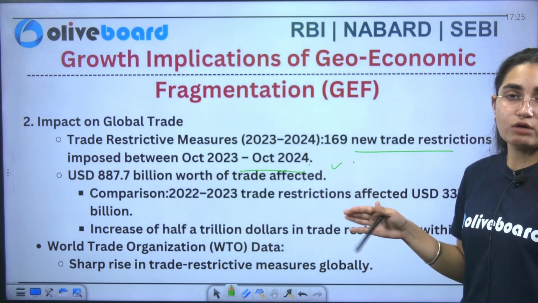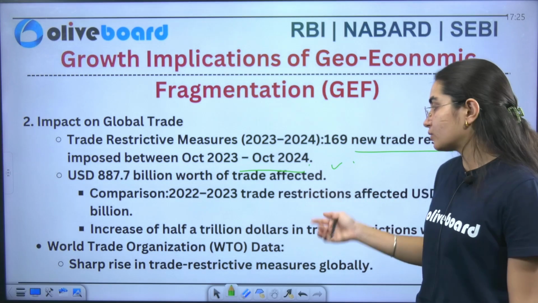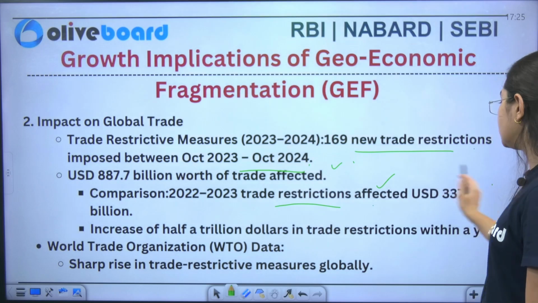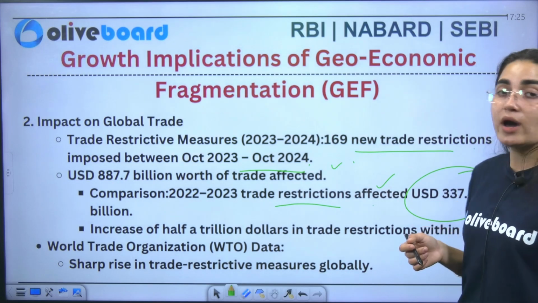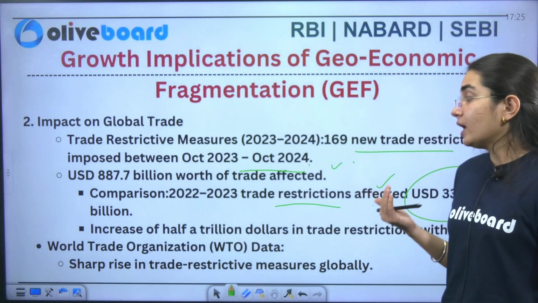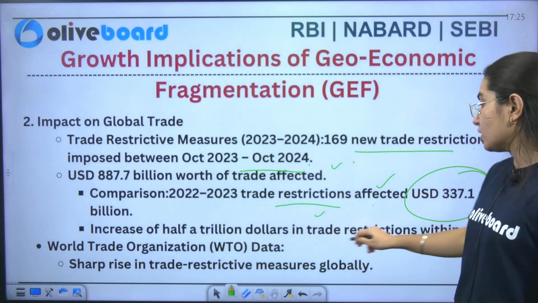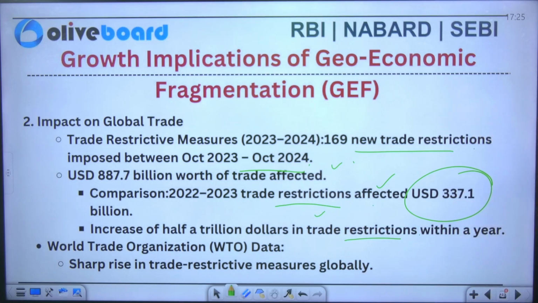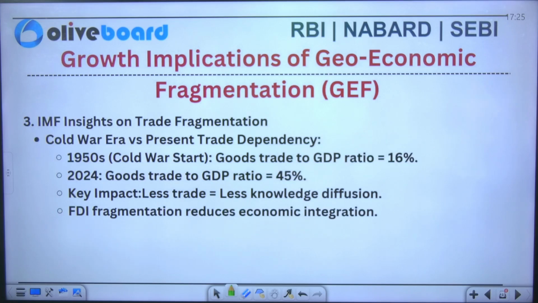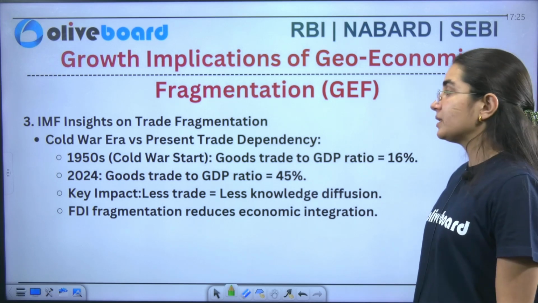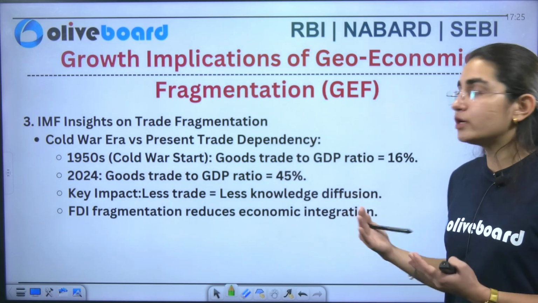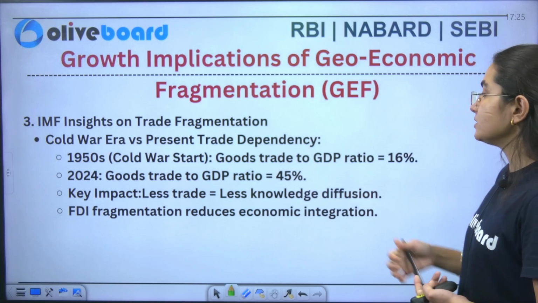If I compare with 2022 to 2023, you can see trade restrictions affected USD 337.1 billion, which is again a big number. Now, an increase of $500 billion in trade restrictions within a year. Speaking of World Trade Organization data, there is a sharp rise in trade restrictive measures globally. On IMF insights on trade fragmentation, the IMF is continuously saying that there is a period of global Cold War era versus the present trade dependency.